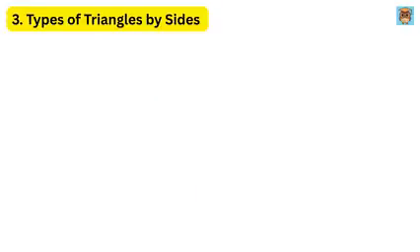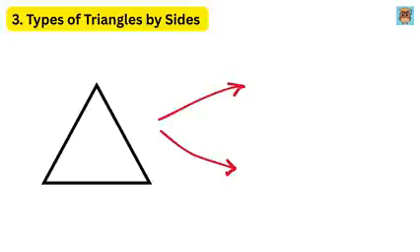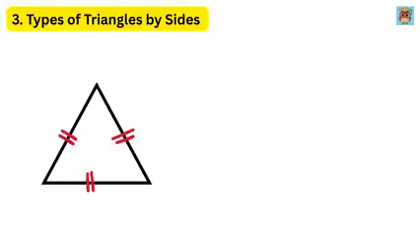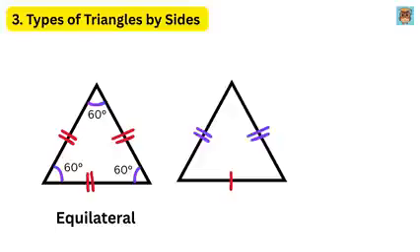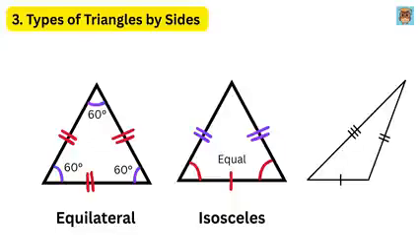3. Types of triangles by sides. Triangles can be grouped in two ways, by their sides or by their angles. If a triangle has all three sides of the same length, it is called an equilateral triangle, and all its angles are 60 degrees. If only two sides are the same length, it is called an isosceles triangle, and the angles opposite these sides are equal. If all three sides are different, it is called a scalene triangle, and all the angles are different.